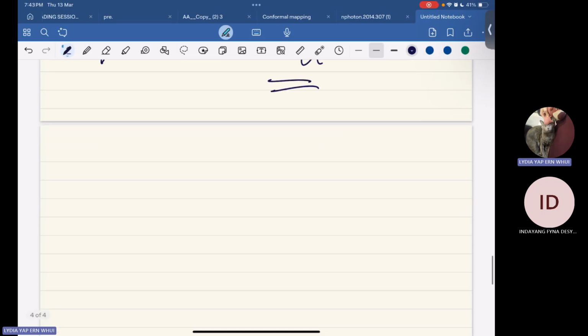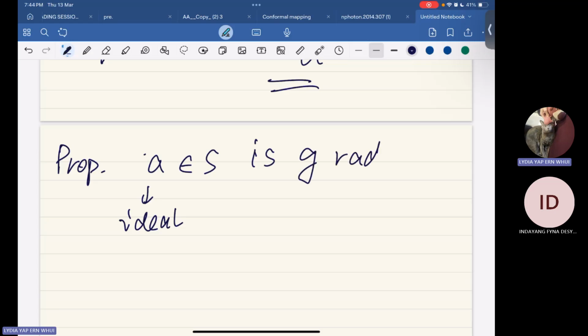And there is a proposition that says an ideal A in S, where A is our ideal, is graded. Sorry.